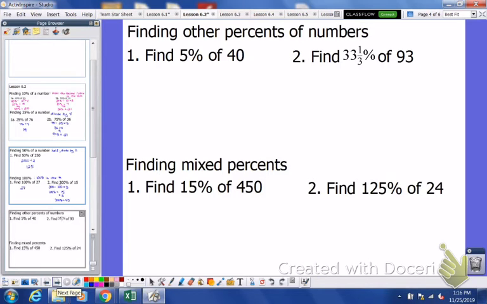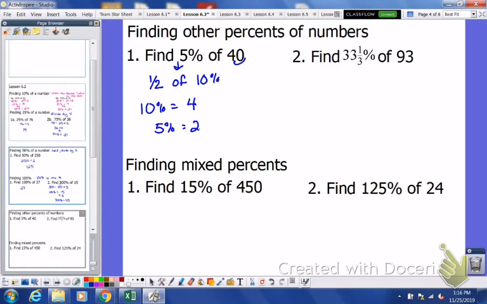Okay, so some other kind of random percents. Find 5% of 40. So 5% is taking half of our 10%. So if I wanted to find 5% of 40, I would first find my 10%, which means we move the decimal once. So that's 4. And then take half of that. So 5% would be 2.